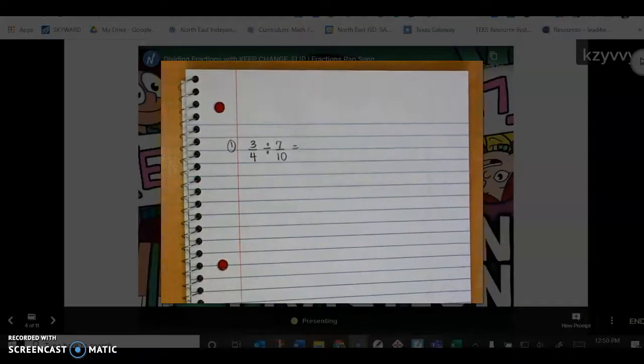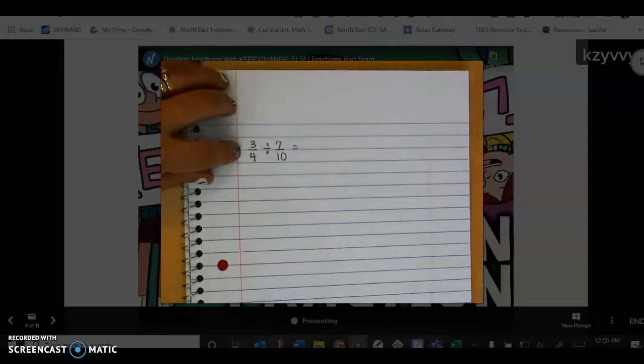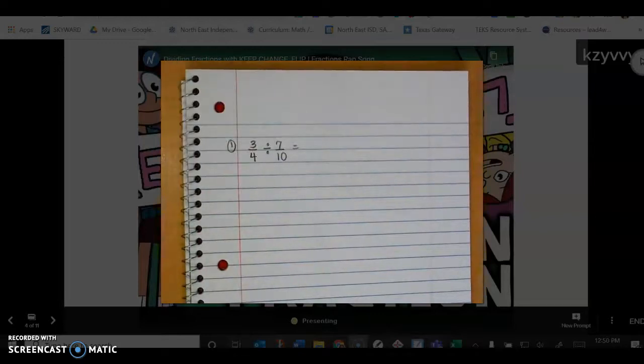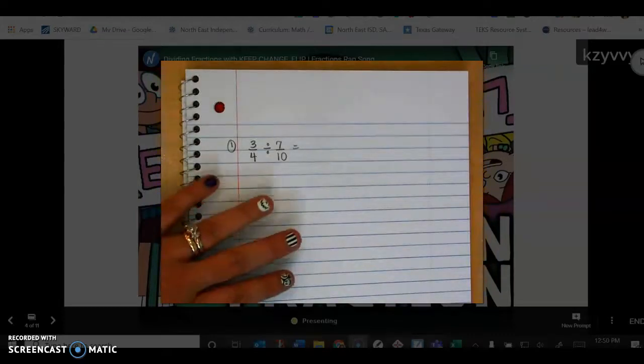All right, guys, I hope you found the video to be kind of silly, but it has that keep change flip vibe to it so that you remember your process. The first example that would be in your Pear Deck, if you happen to have the Pear Deck open, is going to be 3/4 divided by 7/10. So if you feel like it, go ahead and pause this video and take a chance to try to work it by yourself. And then when you're ready, press play, and I'll work out the problem for you. So when you're ready, here we go.